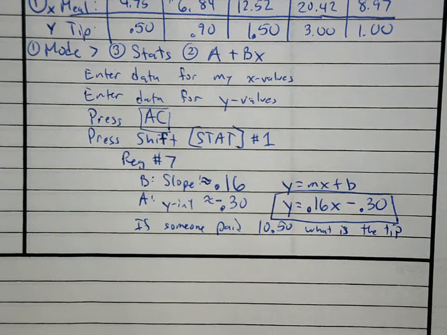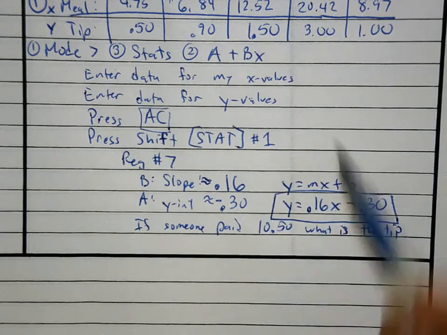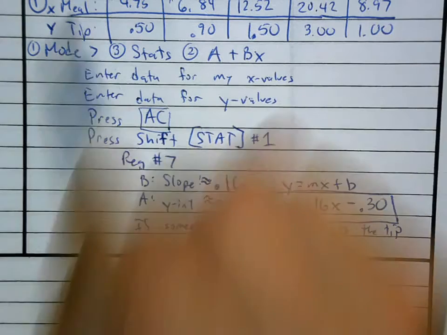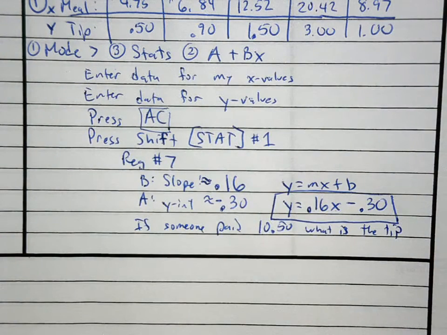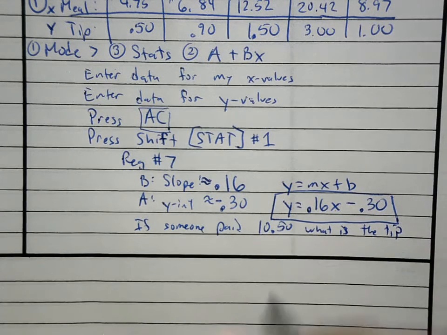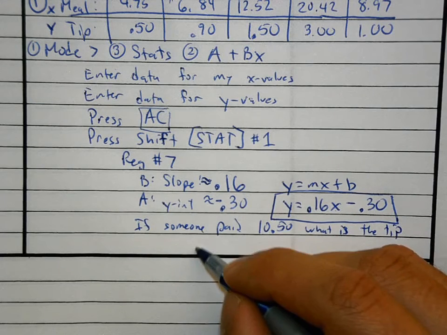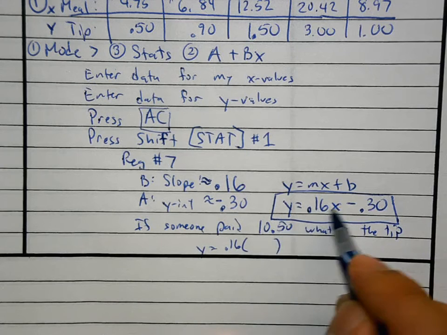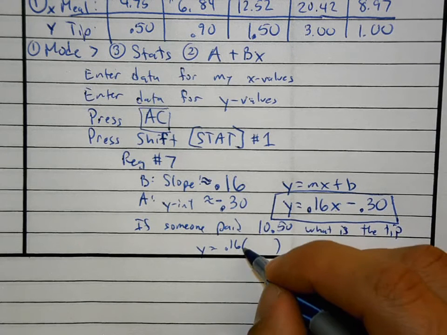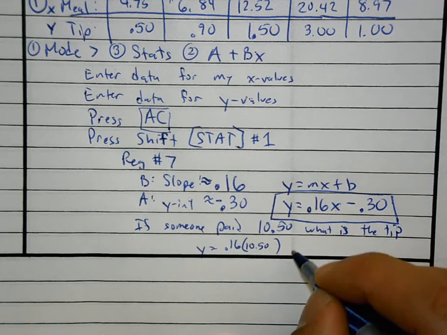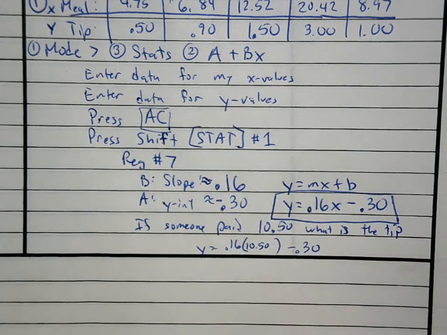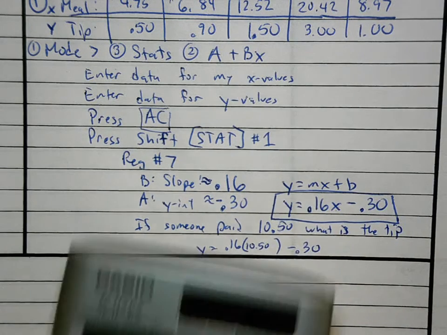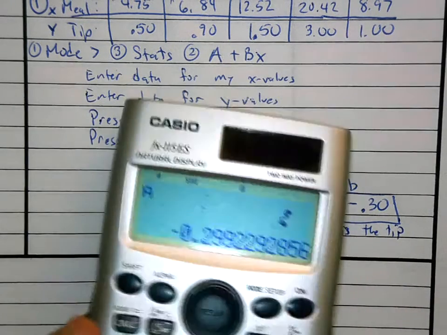Well, guess what? We know. X stood for our meal. Can we plug in $10.50 into this equation and make a prediction? So what I'm going to do is I'm going to put in y equals 0.16, and now I'm going to plug in 10.50 for my x to make a prediction, minus 0.30. And I can do that on my calculator.